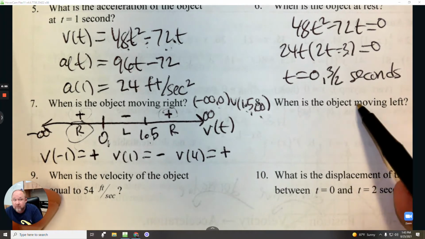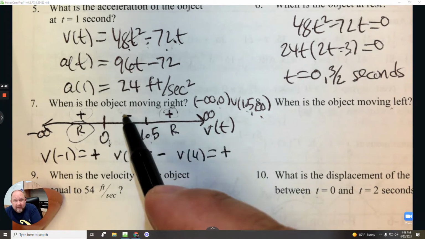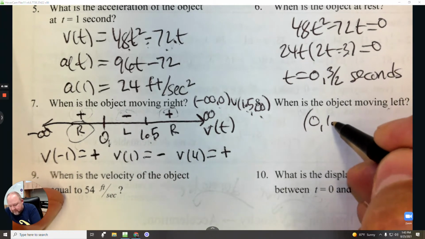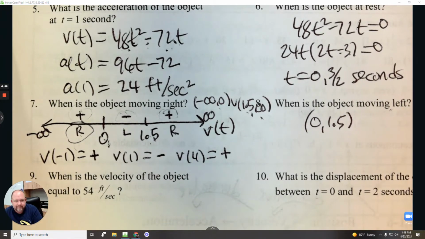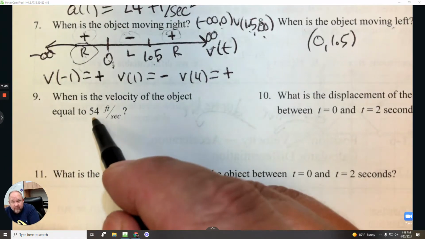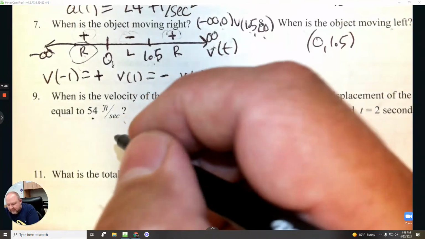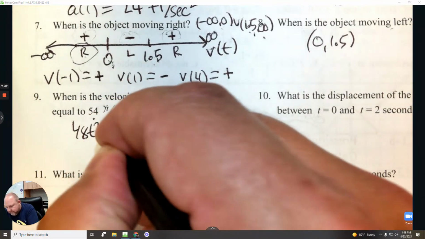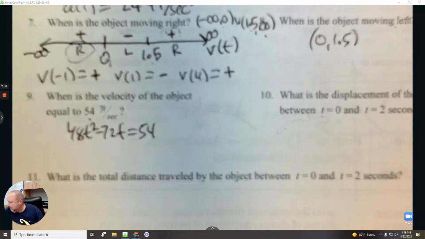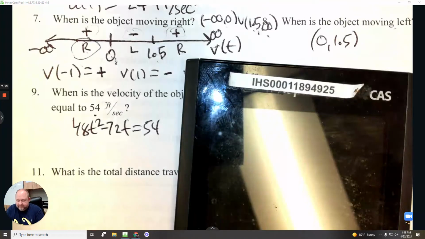When is the object moving to the left? We already did this hard work. So it's moving to the left here from 0 to 1.5. When is the velocity of the object equal to 54 feet per second? So take the velocity and make it equal to 54. This one's a calculator question, so we're going to use our calculator to solve it.